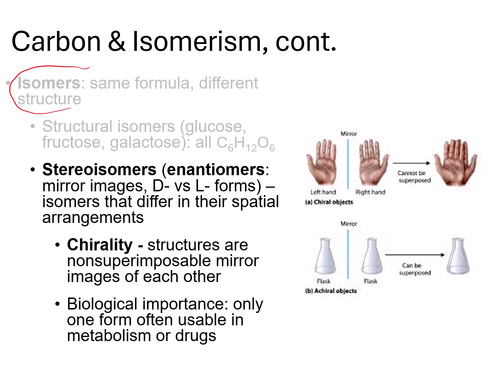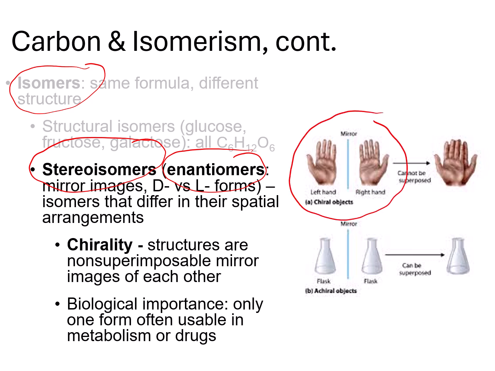Some isomers differ in their 3-dimensional arrangement, and they're called stereoisomers. A common type of stereoisomer are enantiomers. These are mirror images of each other, kind of like your left and your right hands. But these enantiomers are also chiral. That means they are non-superimposable.